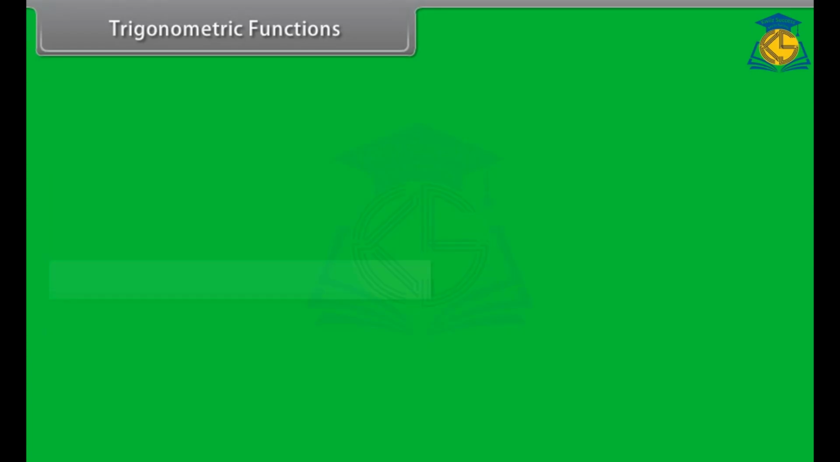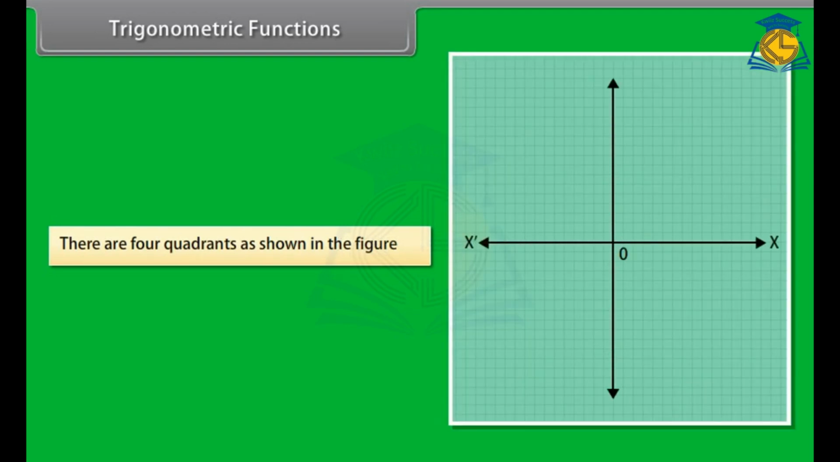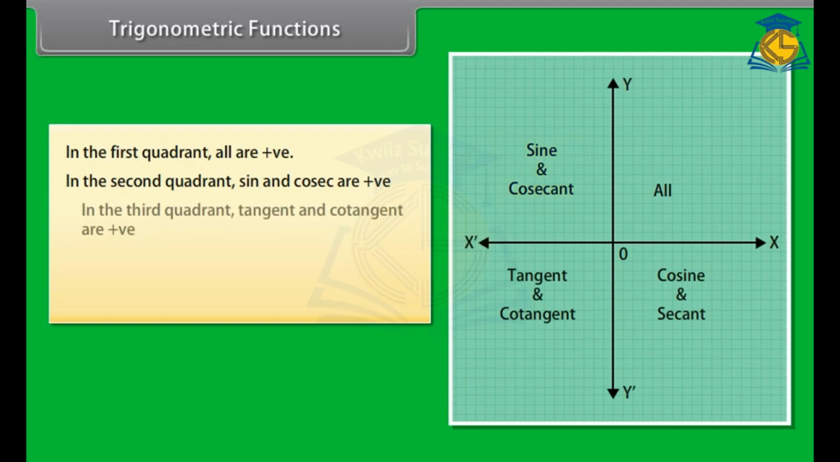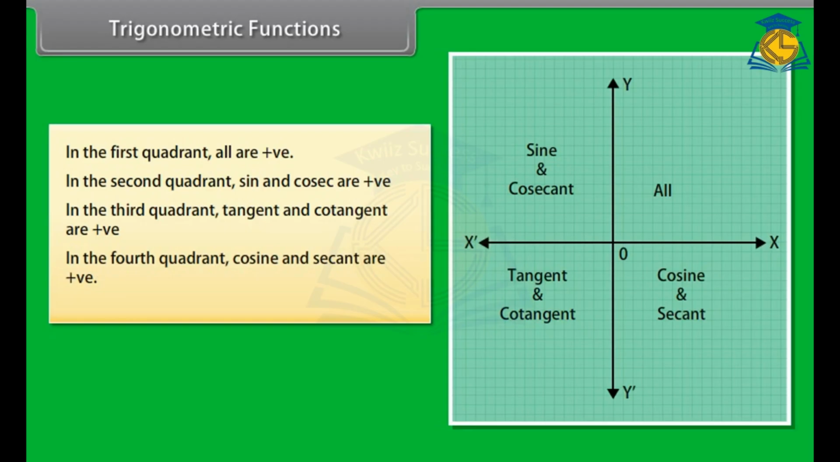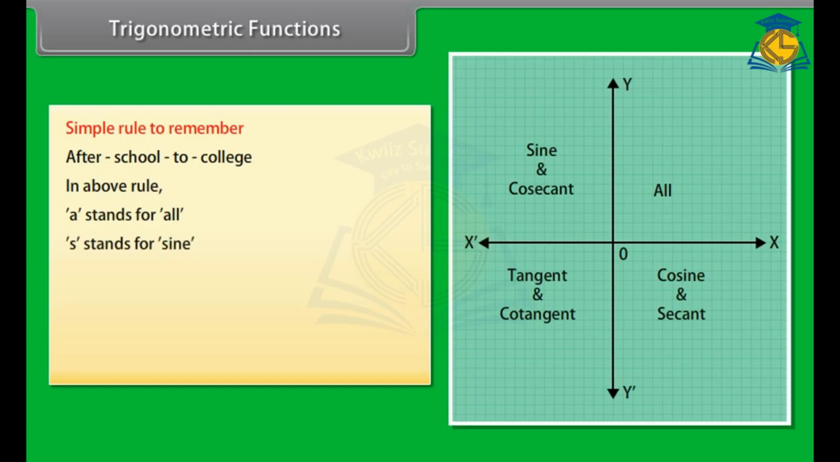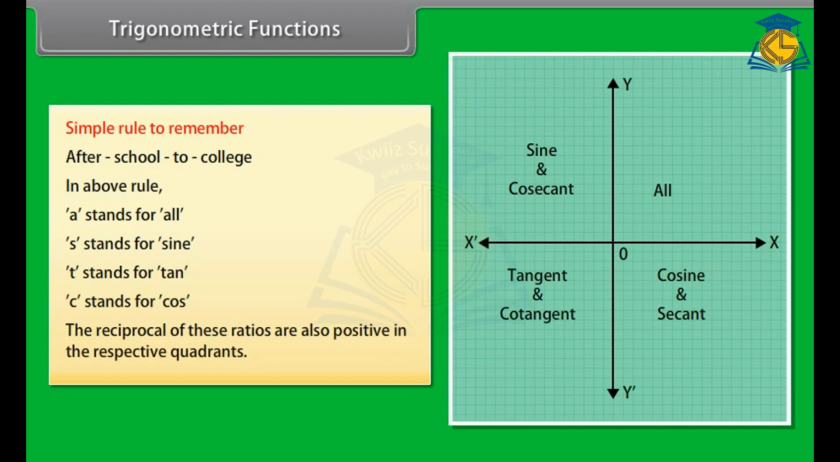Trigonometric functions. There are four quadrants as shown in the figure. In the first quadrant, all are positive. In the second quadrant, sine and cosec are positive. In the third quadrant, tangent and cotangent are positive. In the fourth quadrant, cosine and secant are positive. Simple rule to remember: After school to college. In this rule, A stands for all, S stands for sine, T stands for tan, and C stands for cos. The reciprocals of these ratios are also positive in the respective quadrants.